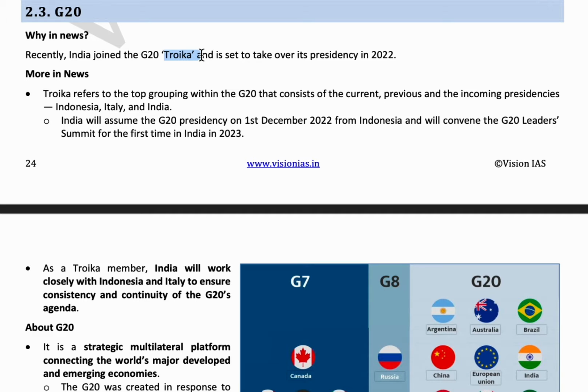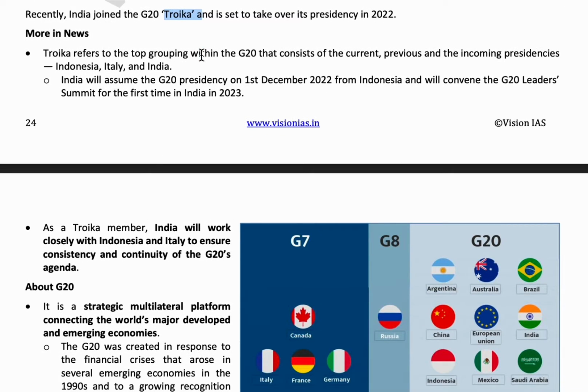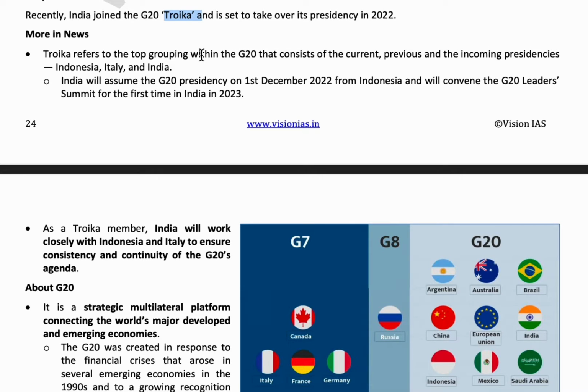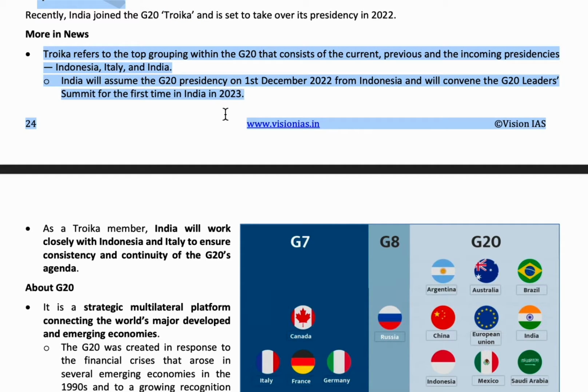So the present Troika is Indonesia, Italy, and India. Indonesia is the present president of G20, Italy was the previous president, and India will be the next president of G20. So the group consisting of the present, past, and next presidencies within the G20 is called Troika. Is that clear, guys? So India, being a Troika member, will closely work with Indonesia and Italy to ensure consistency and efficiency.